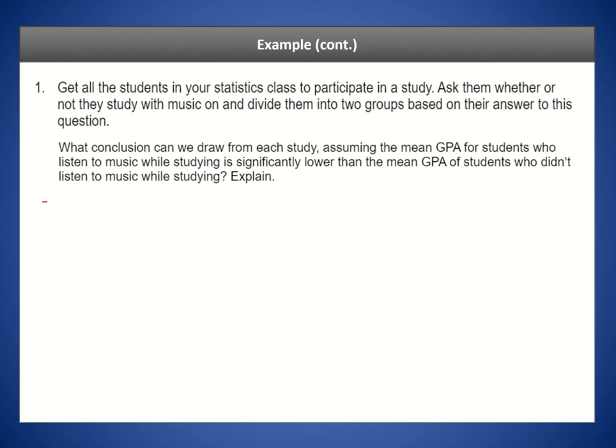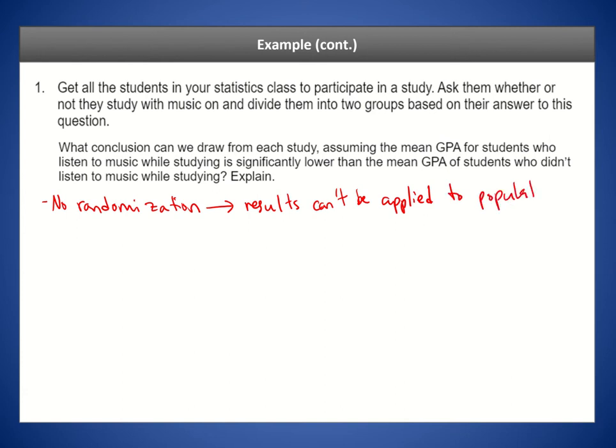So we know that there was no randomization done. So I'll just put that as a bullet point. No randomization means that we cannot infer the results that we have here to the population, right? So the results can't be generalized to the population. I'm going to say they can't be applied to the population, essentially, like the population as a whole, right? Meaning all student bodies, the entire student body, because we're only using students in our statistics class. So we can't just generalize these results, because we didn't include randomization.